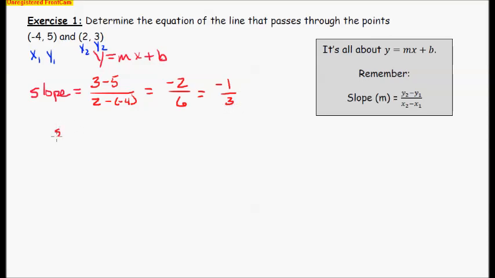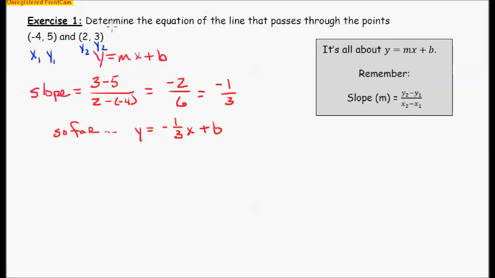So far, here's my equation. Y equals m, which is negative 1/3, x. So far, my equation looks like this. Now here's part 2. All I have to figure out is what b is. Well, how am I going to do that? I have 3 things that I don't know here. Oh, but wait. I have these points up here that definitely work.